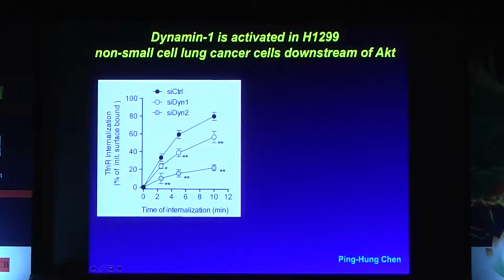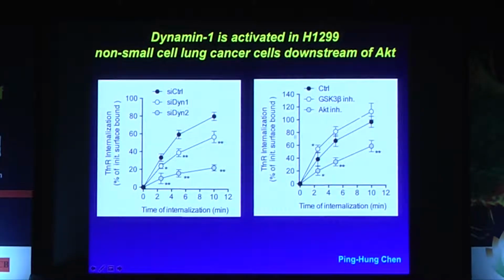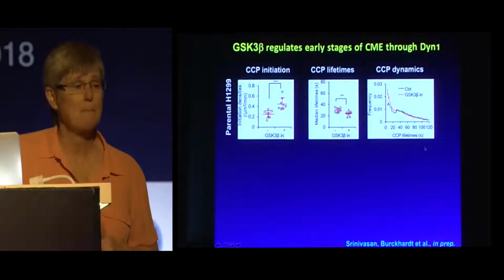So we looked in H1299 cells, a non-small cell lung cancer line known to have active AKT, and you can see in these cells already the hint that endocytosis is partially dependent on dynamin 1, and of course still dependent on dynamin 2. Interestingly, endocytosis in these cells is highly sensitive to inhibition of AKT. So if we inhibit AKT, which no longer inhibits GSK3 beta, we inactivate dynamin 1 in these cells.